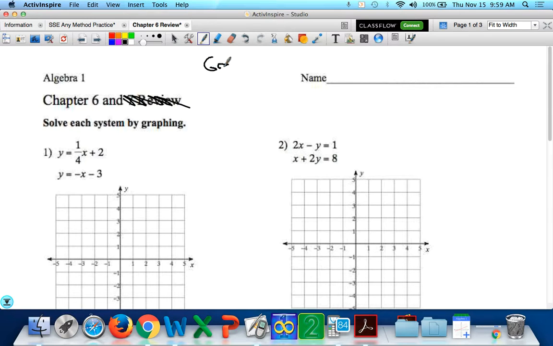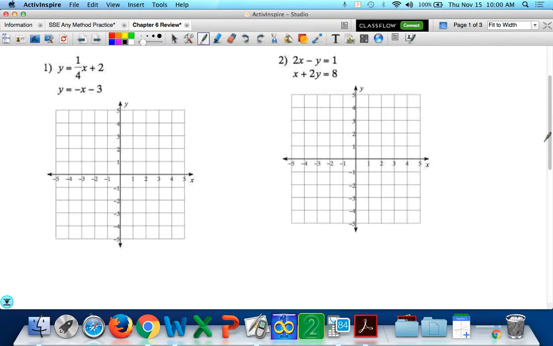We had graphing, substitution, and elimination. In this first section, you're going to be asked to do all 3 of these at different times, this being the graphing section. And then towards the end of the test, in the back half, there's a section where you get to choose any method you want. But for these first few, you have to solve them accordingly.